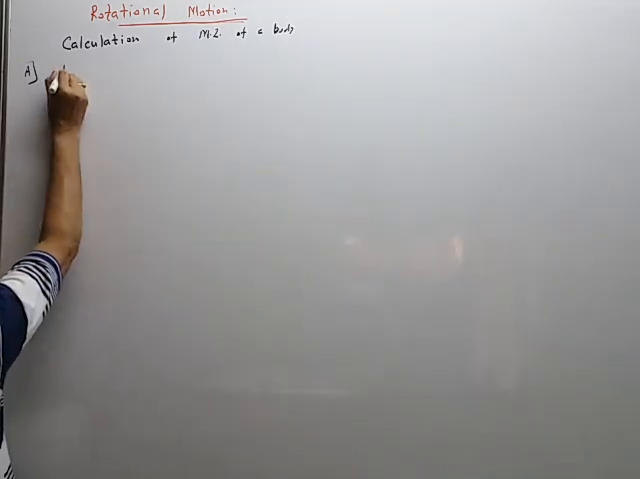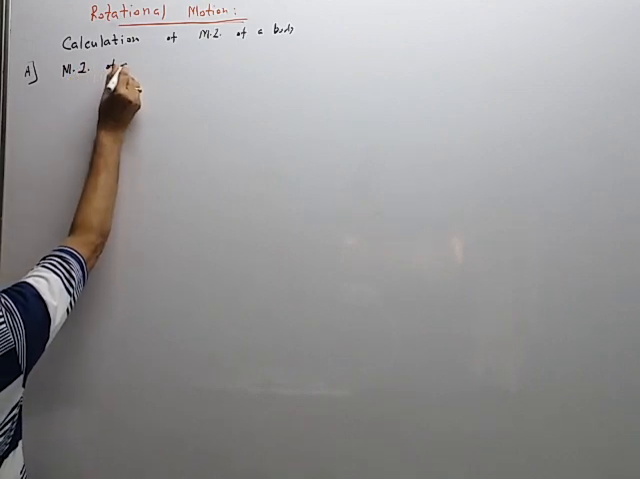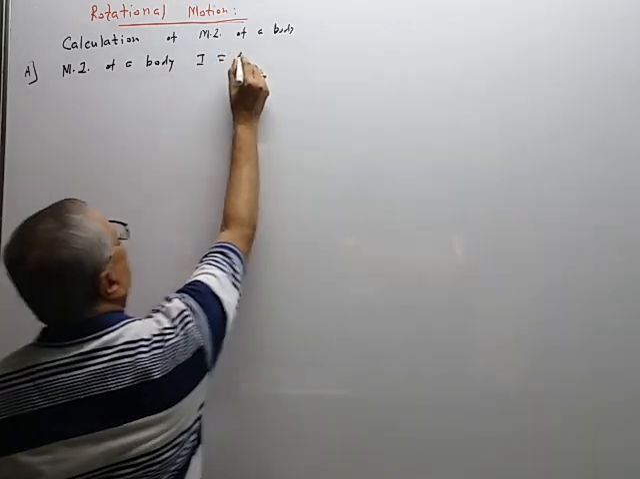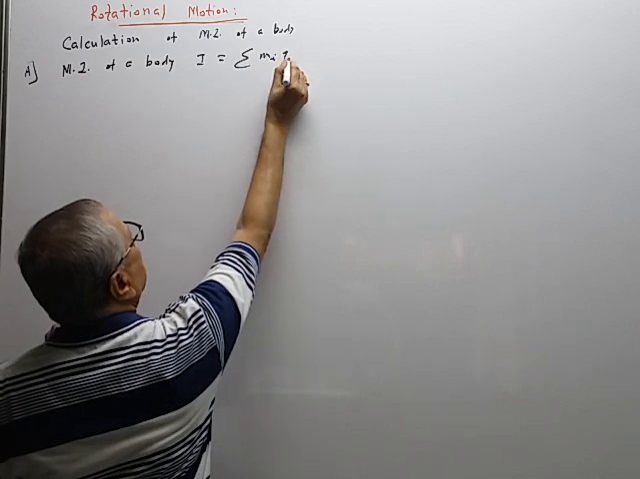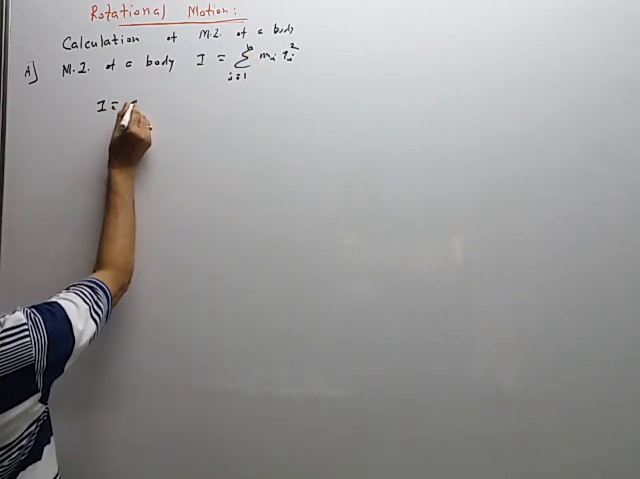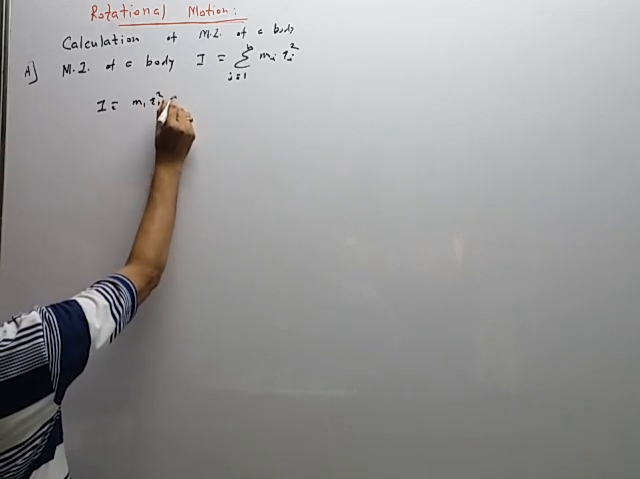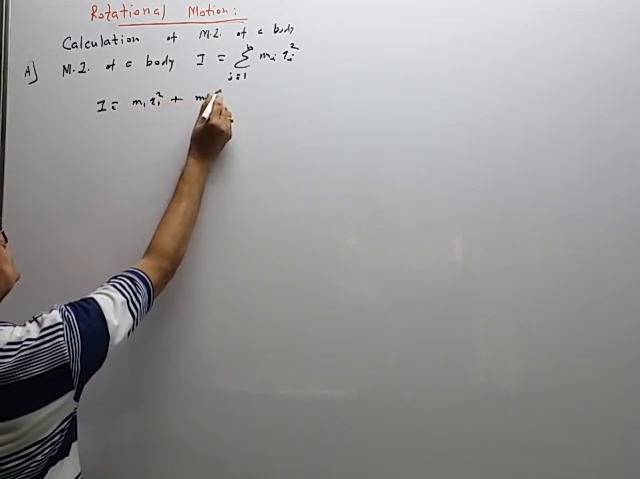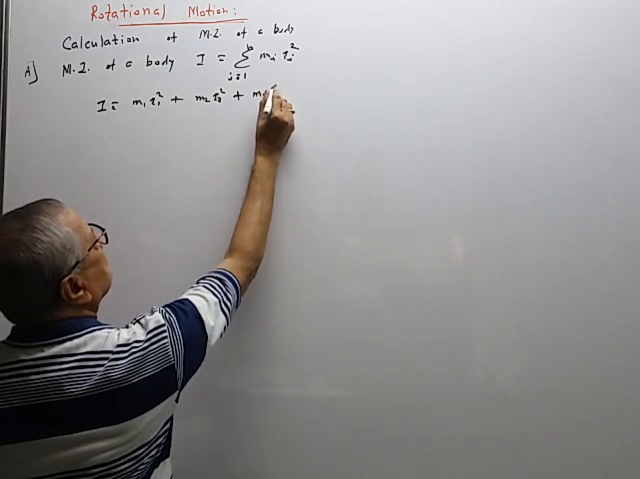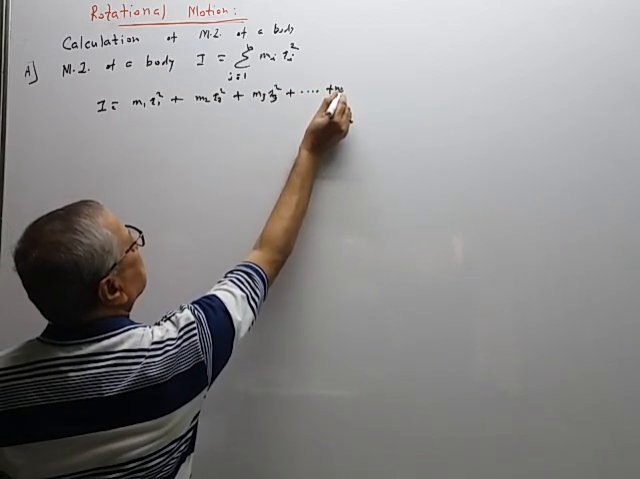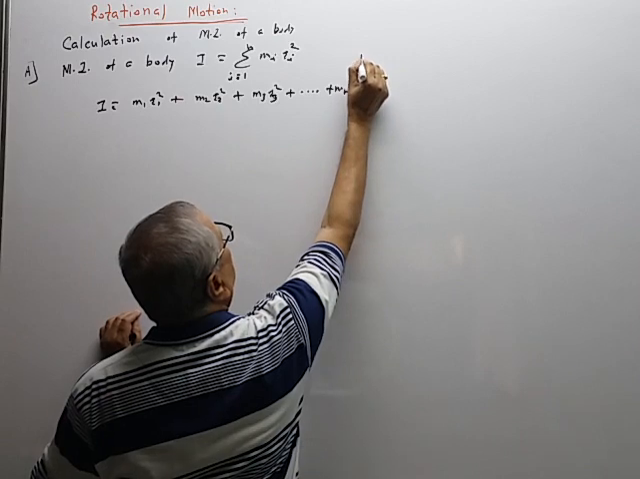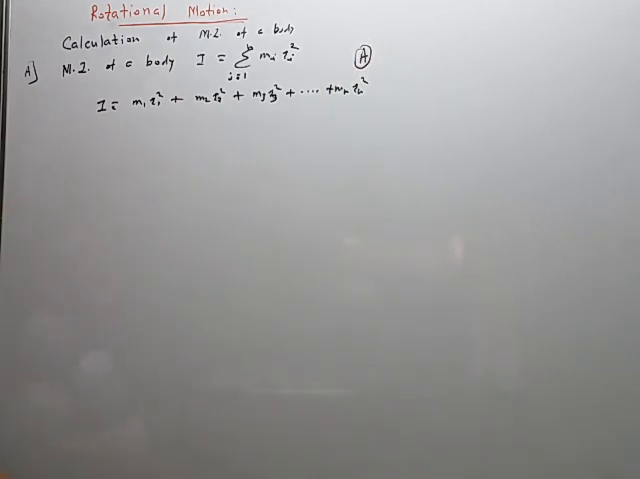Definition. MI of a body I is equal to summation of m_i r_i square, i varies from 1 to n, or I is equal to mass of the first particle times square of its distance from the axis of rotation, plus mass of the second particle times square of its distance from the given axis of rotation, plus mass of the third particle times square of its distance from the given axis of rotation, and so on up to the mass of the nth particle, like this. So this is equation capital E.